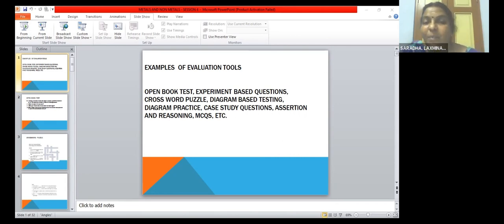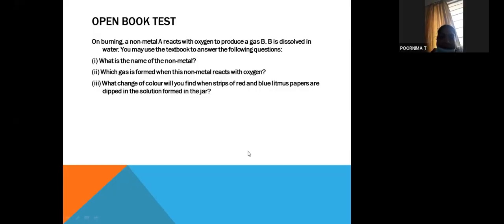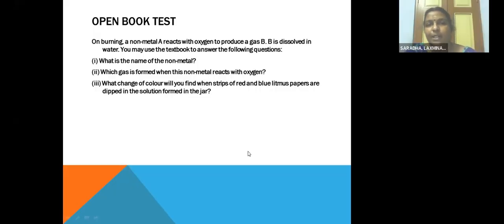On burning a non-metal, A reacts with oxygen to produce gas B, and B is dissolved in water. You may use a textbook to answer the following questions. Now, what is the name of the non-metal? Any guess? Sulfur.